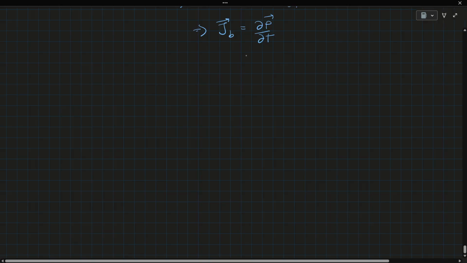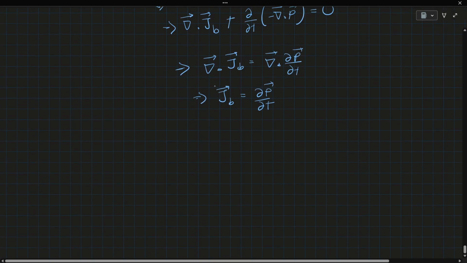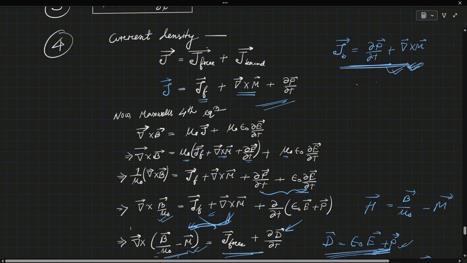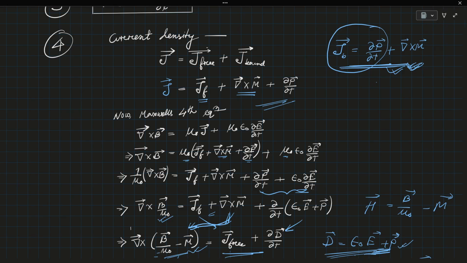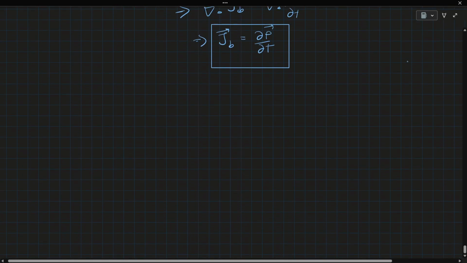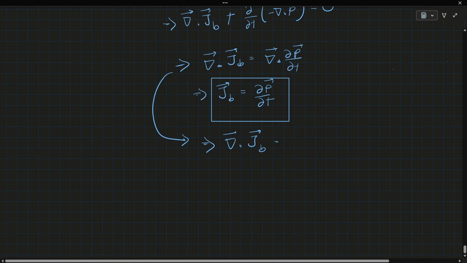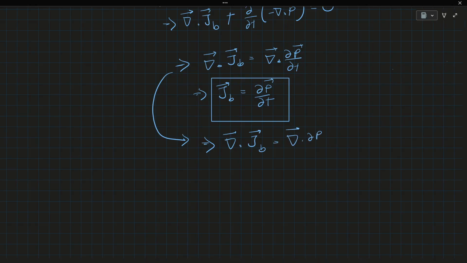But here, as you can see, I have written jb, the bound current, not only with this term. jb is not just del p by del t, there is an extra term, del cross m. Why am I adding this term? Let's talk about this. Now let's take this term, del dot jb equals del dot of del p by del t.